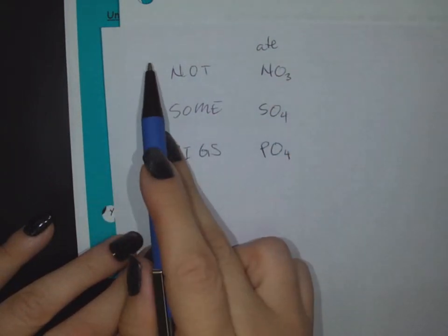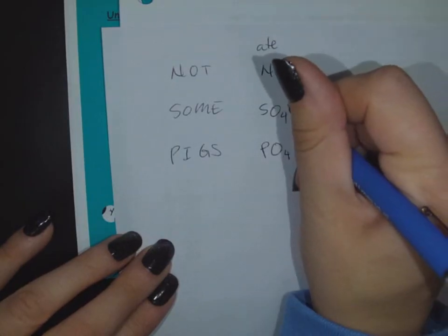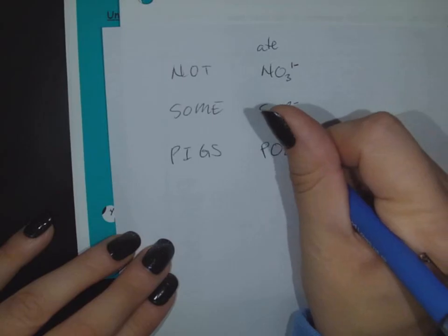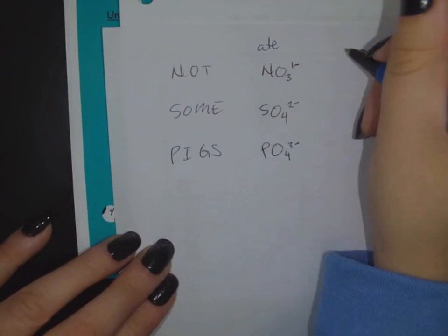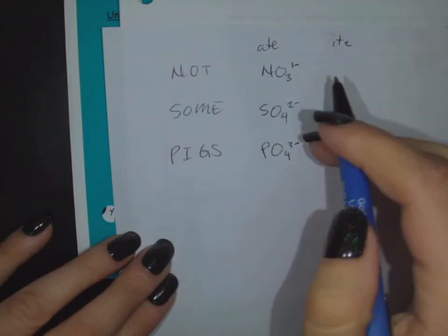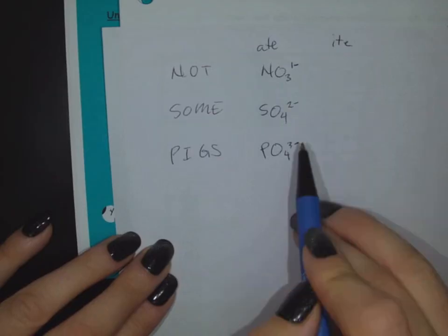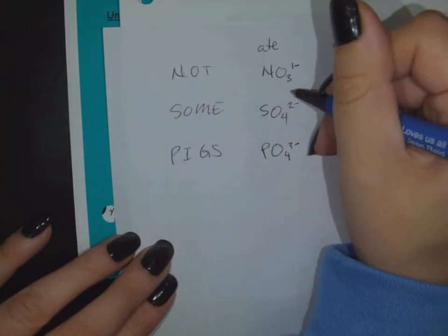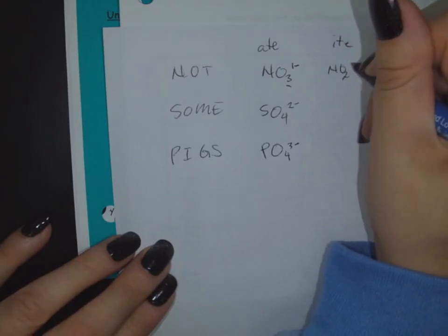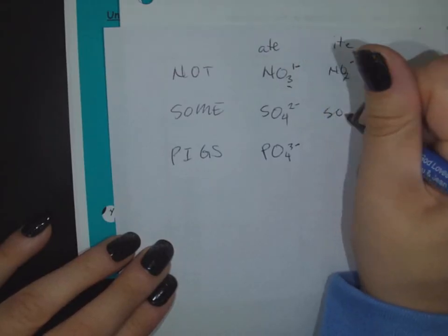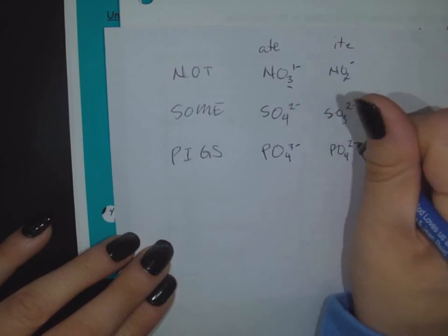And the charge goes in order. So it's going to be a -1, or just a minus, a -2, and a -3. That's phosphate. Now, to go from any of these, nitrate, sulfate, phosphate, to nitrite, sulfite, phosphite, everything stays the same. You just remove 1 oxygen. So we got an NO2 with a -1 charge, an SO3 with a 2-, a PO3 with a 3-.